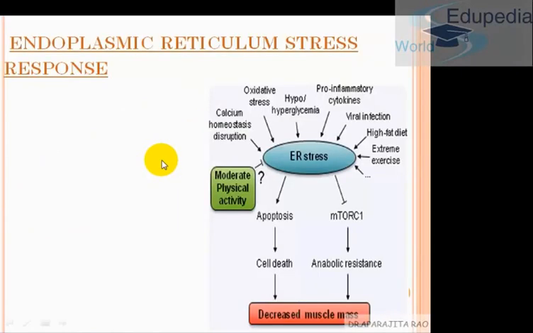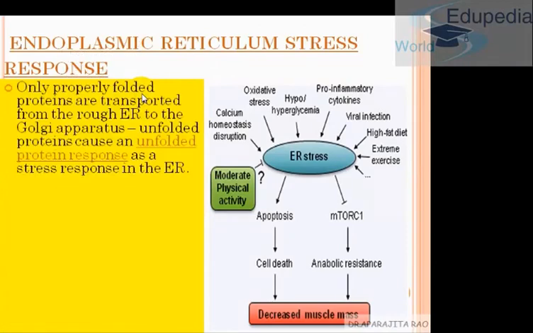There is a very important entity known as the endoplasmic reticulum stress response. You don't need to go into the detail, but all you need to know is that whenever there is an unfolded protein, it goes into an unfolded protein response.